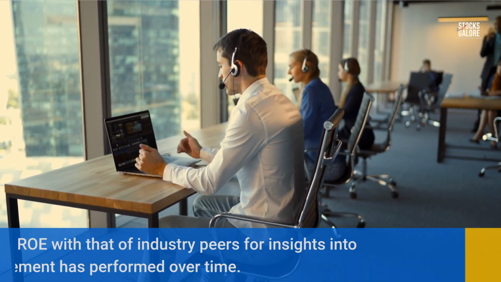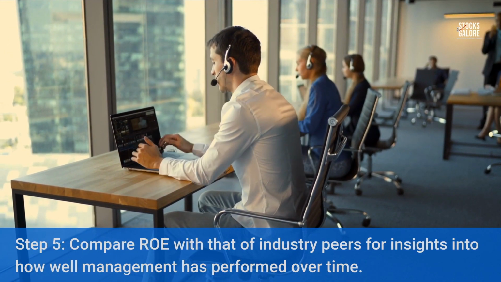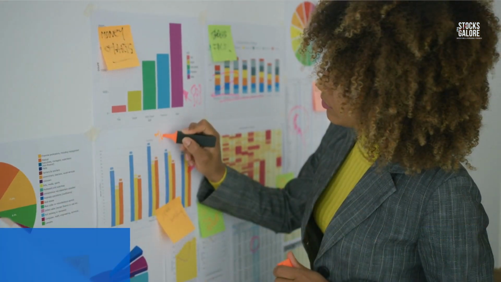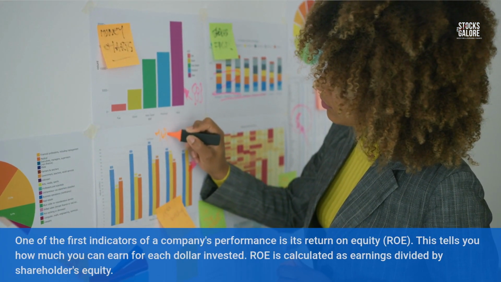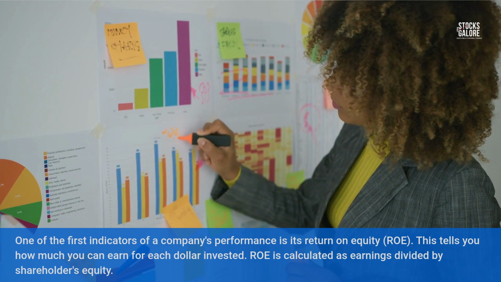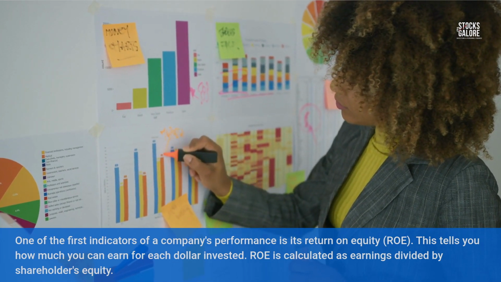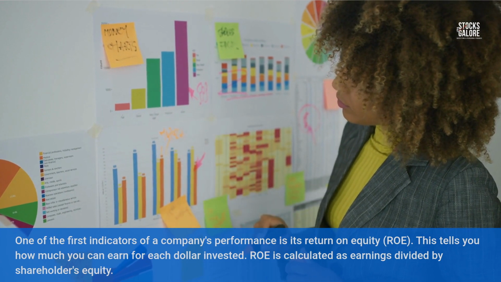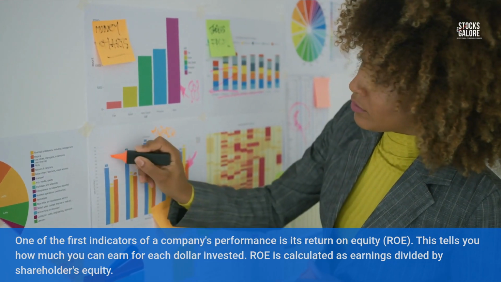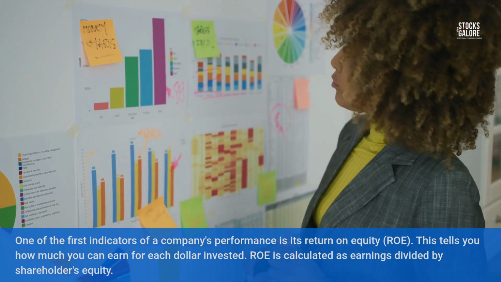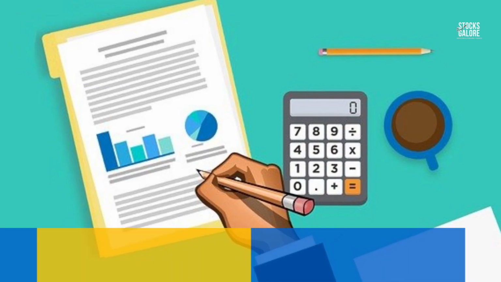Step 5. Compare ROE with that of industry peers for insights into how well management has performed over time. One of the first indicators of a company's performance is its return on equity, ROE. This tells you how much you can earn for each dollar invested. ROE is calculated as earnings divided by shareholders' equity. In order to compare ROE with that of industry peers, we need to take into account the different sizes and ages of companies.